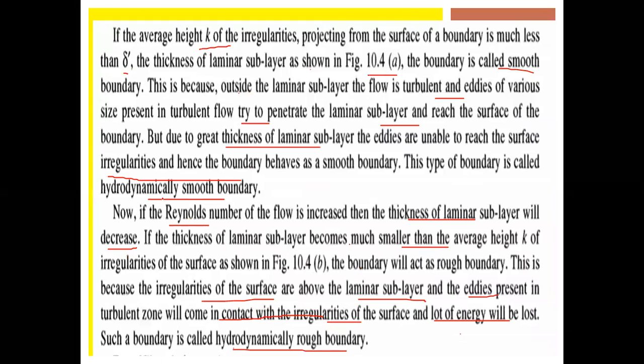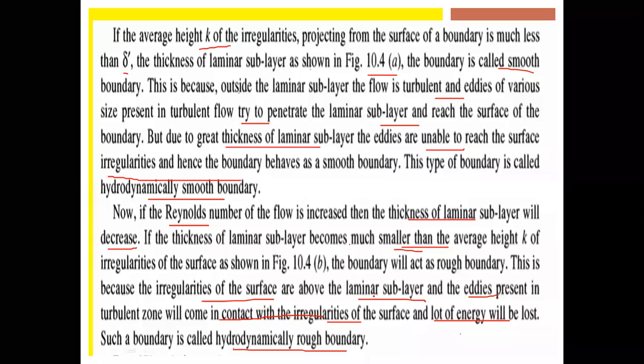For smooth boundaries, we say great thickness of laminar sublayer, eddies are not able to reach the surface irregularities. Here the thickness of the sublayer becomes smaller than the average height, and the irregularities on the surface are above the laminar sublayer. Eddies present in the turbulent zone come in contact with the irregularities. Then we call it a hydrodynamically rough boundary.